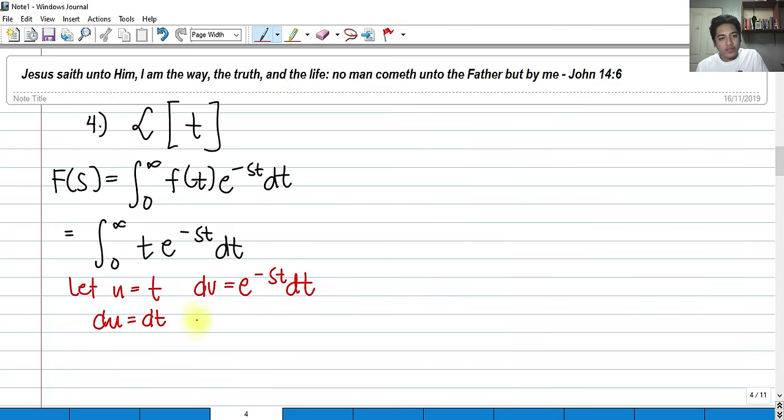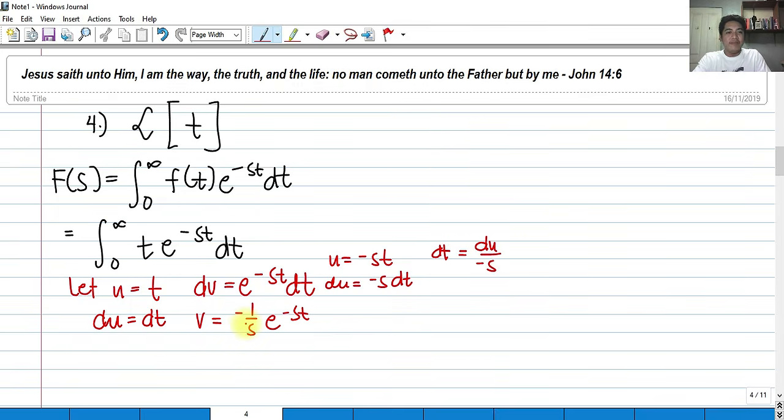If we integrate this to get v, this is with respect to t. So, any other variable is considered as constant. So, what will happen? U substitution again, we shall get negative 1 over s e raised to negative st. If you are confused, I choose u as negative st again. du with respect to t is negative s dt, and in terms of dt, that is du over negative s. So that's why we have a negative 1 over s here. I hope that's clear.